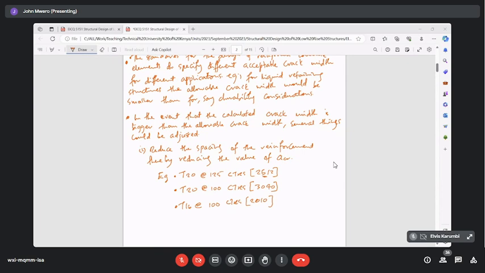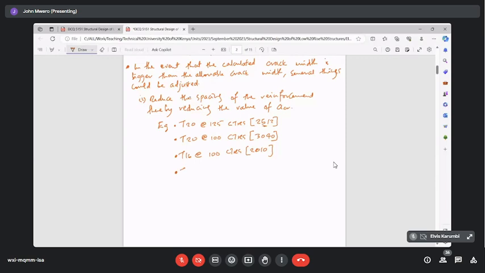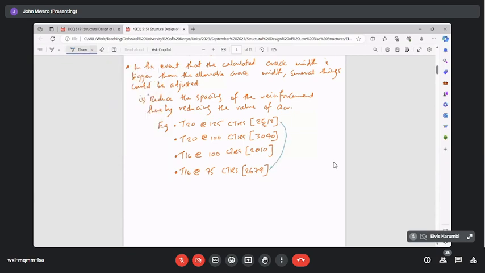For example, though this is not a good example, if we put T16 at 75 centers, the reinforcement that we'll be providing is 2679. It's very close to what the ultimate limit state wanted. So we're basically not increasing the reinforcement, we are only reducing the spacing, and therefore reducing the size of the crack.